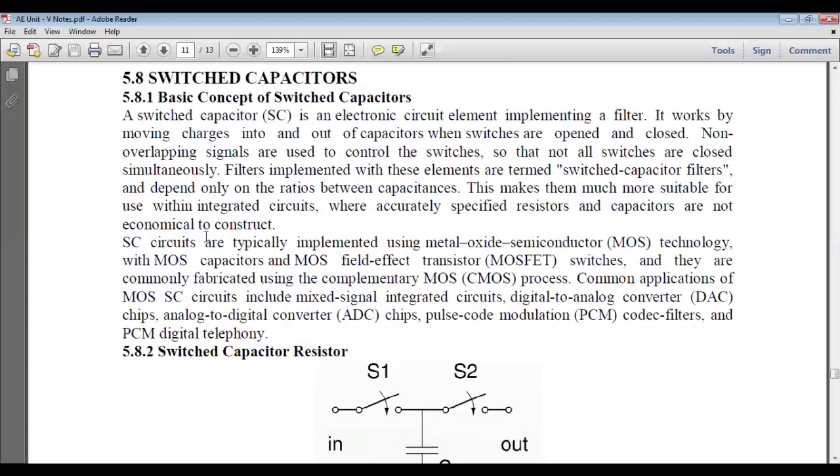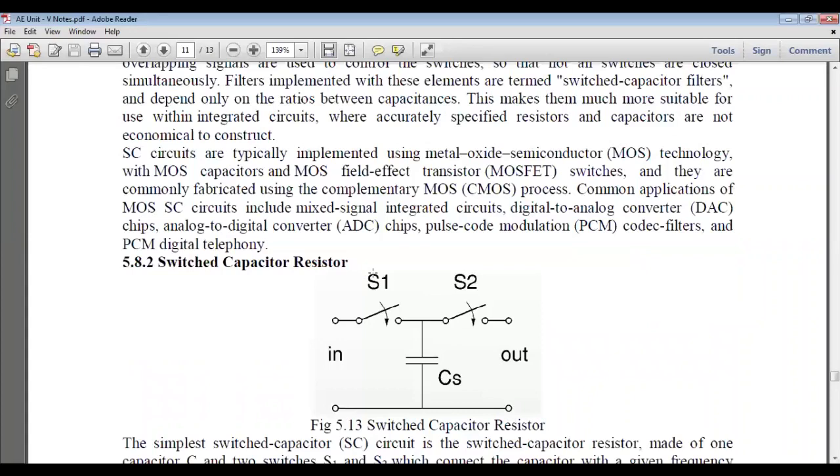Some of the applications included here are MOS technology, MOSFET switches, complementary metal oxide semiconductor process, mixers, D2A converter, analog to digital converter, pulse code modulation codec filter, and PCM digital telephony. These are the various applications of switch capacitor.